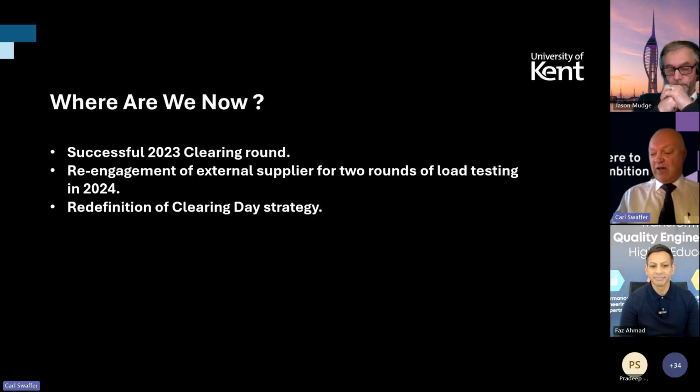Redefining our clearing day strategy. The outcomes from 2023 have prompted other non-technical mitigations to protect clearing, such as ensuring non-clearing related activities requiring Kent Vision are not scheduled to clash. For example, exam boards and exam resitters exam result processing. Agreement had been reached with the business side to disable access to all non-clearing or admissions related functionality from clearing day until the following Monday.